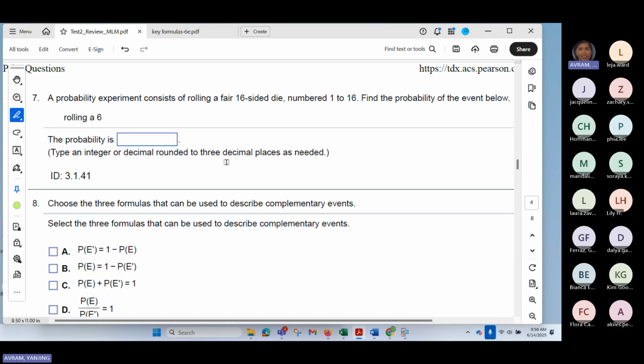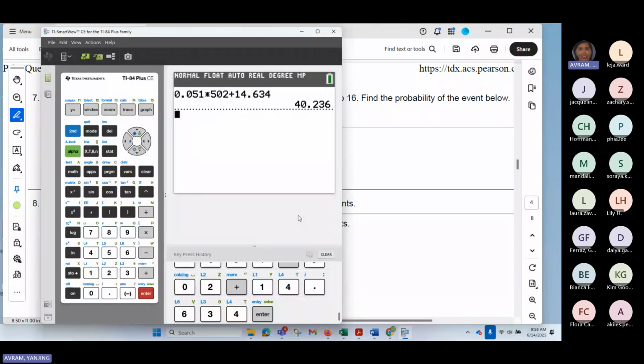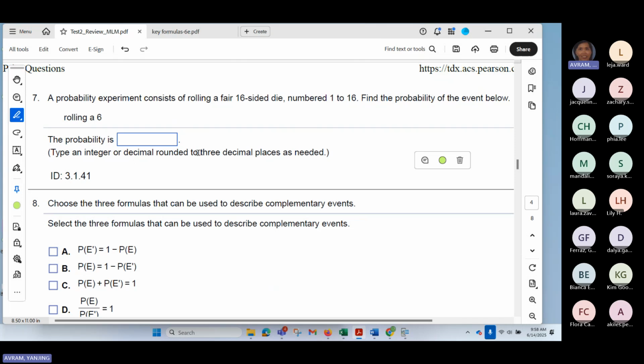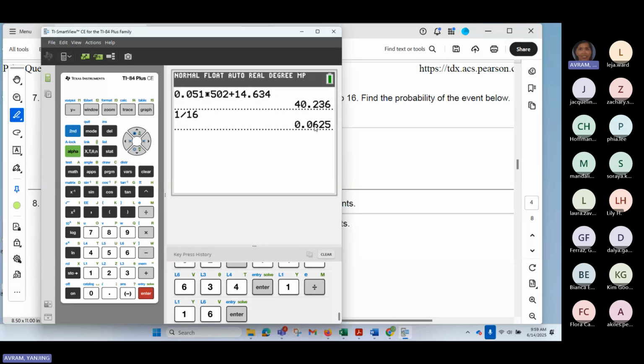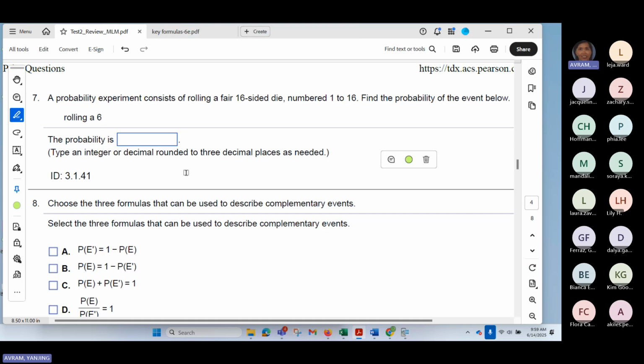All right, so this one is rounding. This is numbered from 1 to 16, right? So how many sixes do you have? Rolling just a 6, so it's only one 6. So that is 1 divided by 16. Okay, 1 divided by 16. All right, so round to 3 decimal places, 1, 2, 3. So you're going to round to 0.063, right? So that is this one right here.